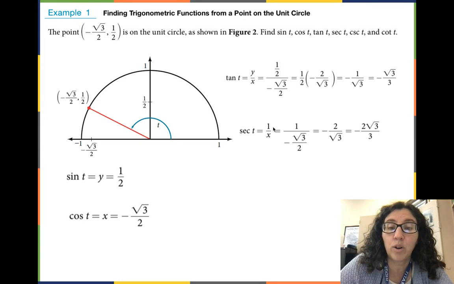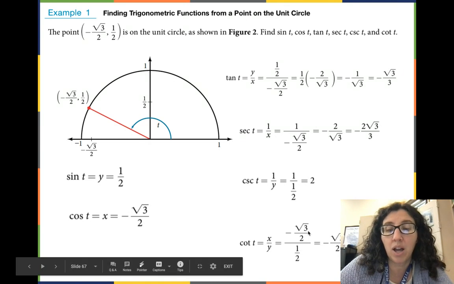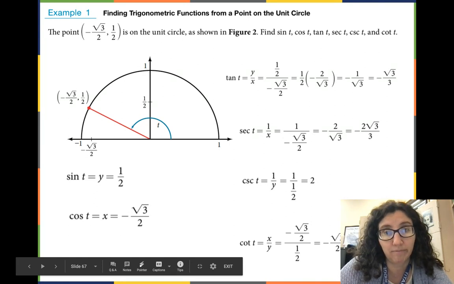Secant is 1 over x, so 1 over the x value, invert. Since it's in the denominator, we get this. We rationalize the denominator to get negative 2 square root of 3 over 3. Cosecant is 1 over y, so 1 over 1/2 is just 2. And cotangent, x over y, again, we have this ratio. We invert and multiply, the 2's cancel, and we just get negative square root of 3.